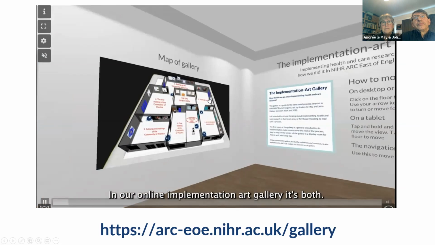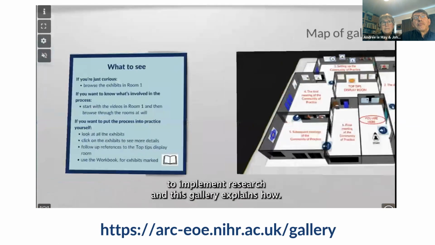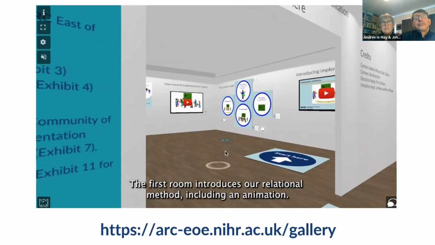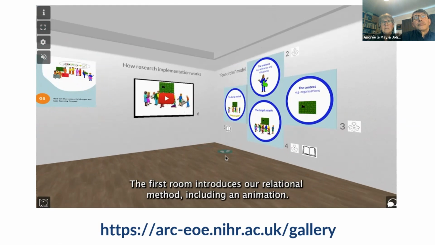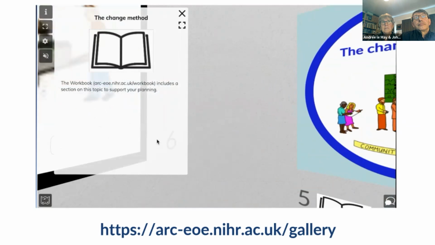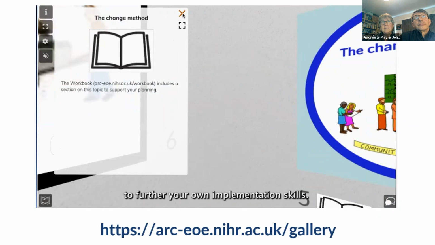In our online implementation art gallery, it's both. We've been helping people in the ARC East of England to implement research, and this gallery explains how. You can go into as much depth as you want. The first room introduces our relational method, including an animation. If anything intrigues you, you can find out more by clicking on the icons. There's also a downloadable workbook if you want to use this to further your own implementation skills.